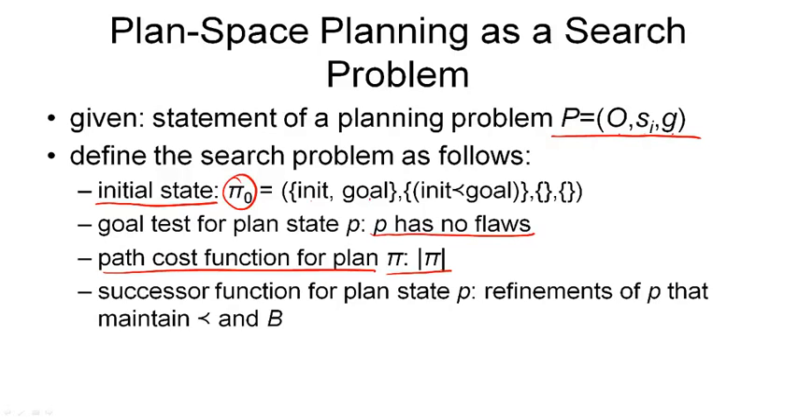And the final component of our search problem is the successor function. And here we will consider all those refinements of our current plan that maintain the ordering and the binding constraints in a consistent fashion. So our successor function will allow the application of more than one plan refinement operation at a time.